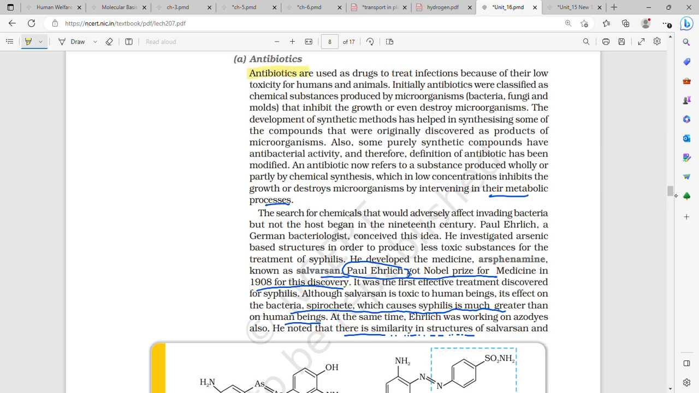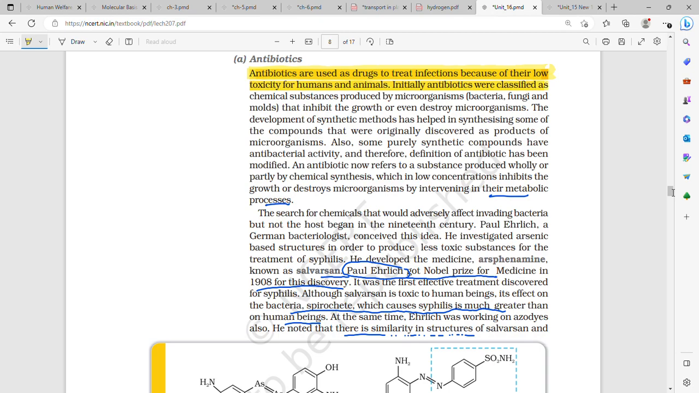Antibiotics. Antibiotics are drugs which are used to treat infection because of their low toxicity for humans and animals. They are highly toxic to whom? Bacteria.